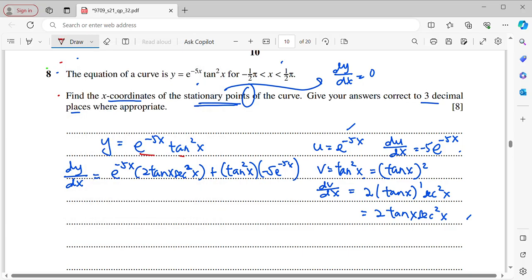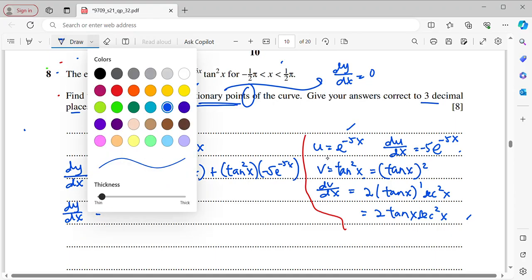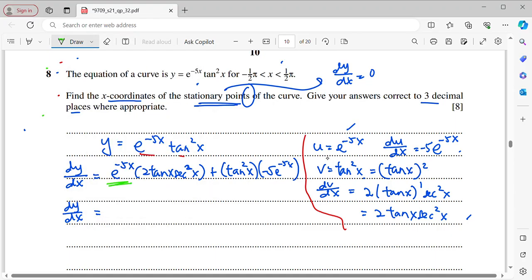Alright, so then from here, I simplify first by factorizing the common term. I notice that the common term is basically the exponential, and then I have the tangent x. So I will factorize the exponential together with the tangent x.